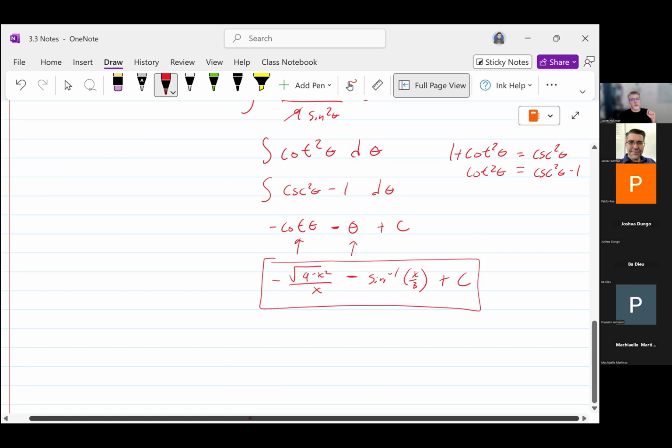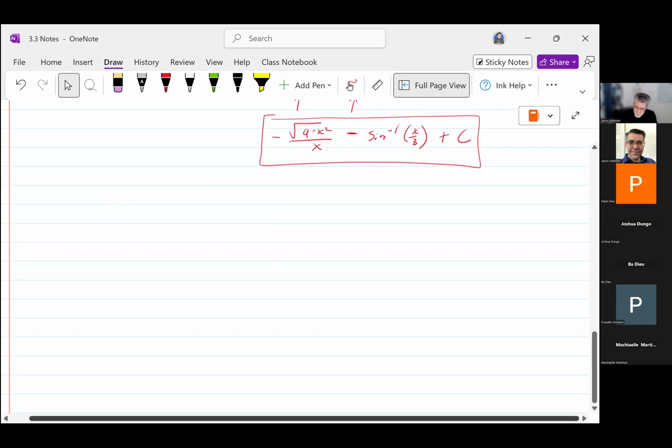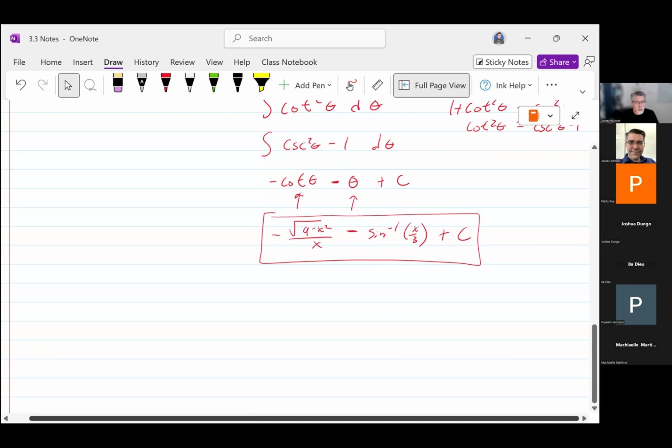You cannot leave your answer in terms of theta. You must go back to your original x and make it in terms of x. If you have a trig function in your solution, you must put that back in terms of x using your triangle. Okay. Okay, any questions on number 1 so far?